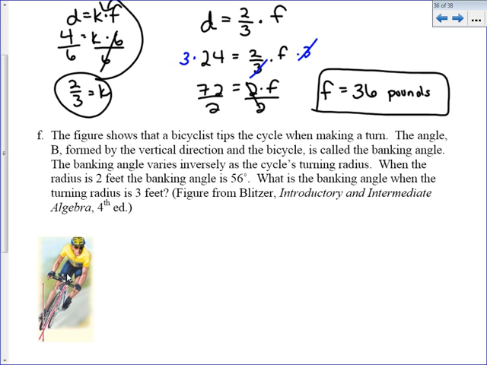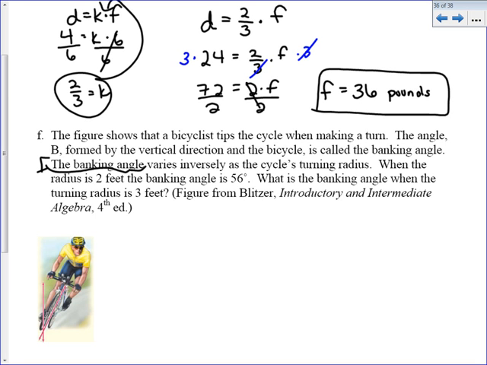The banking angle varies. That's where I really start my problem. So I'm going to start here because I found my word varies. When I'm reading my test, if I'm reading my final, we have a bunch of different types of word problems in here. But when I see that word varies, that's how I know it's from 7.8. So the banking angle varies.